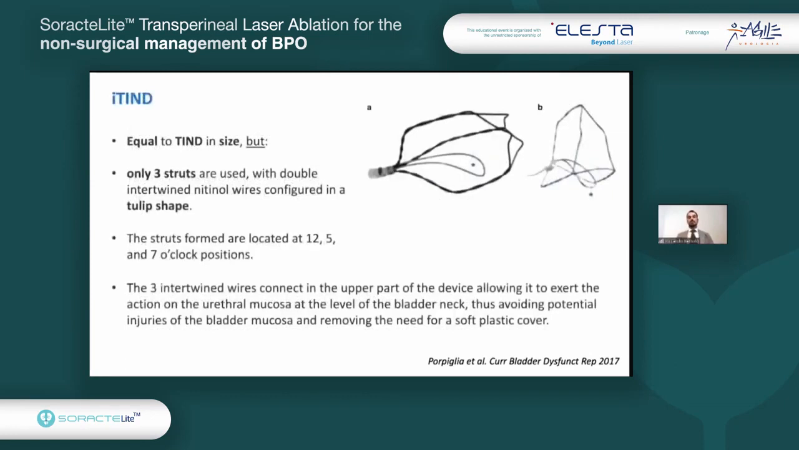Then the second generation of the device is pretty similar, but only 3 struts are used. There are intertwined nitinol struts configuring a tulip shape, and they perform just 3 incisions. There is no tip, so there is no plastic cover to avoid tissue trauma, because there's no risk of trauma to the bladder.